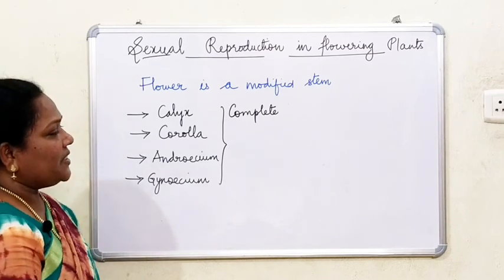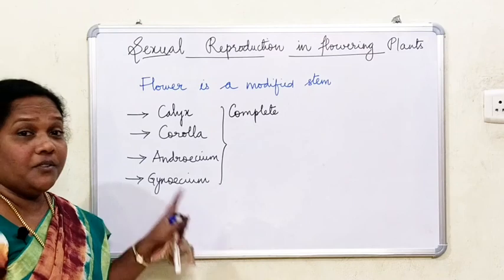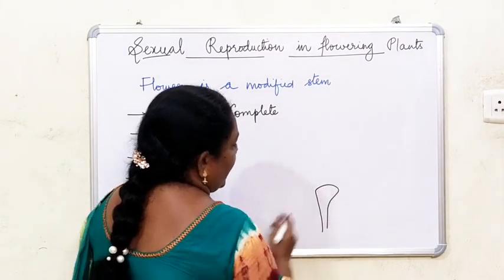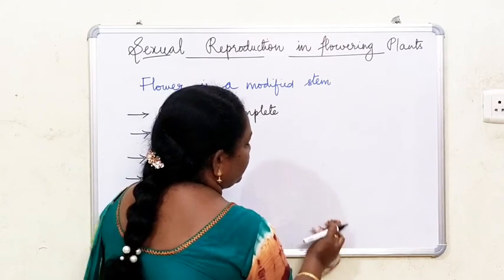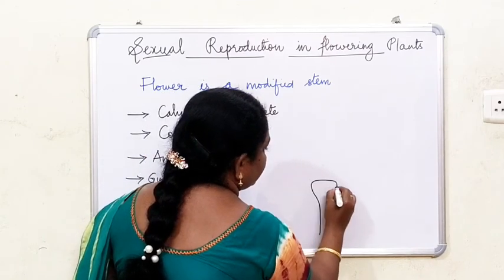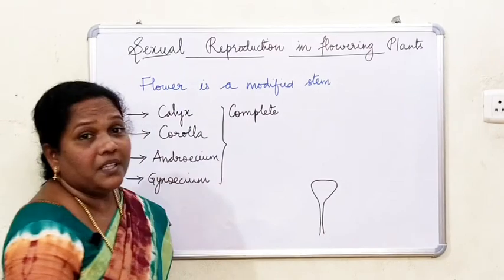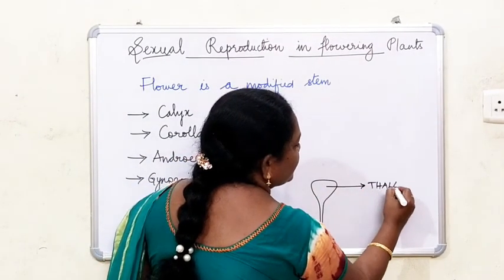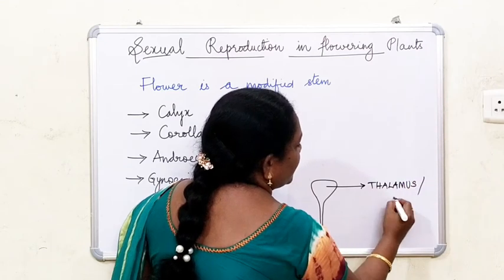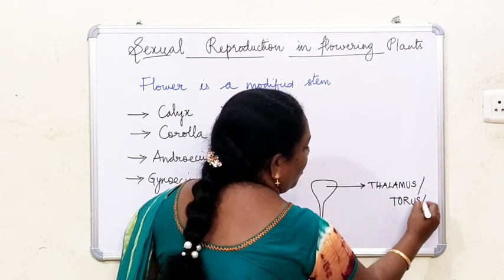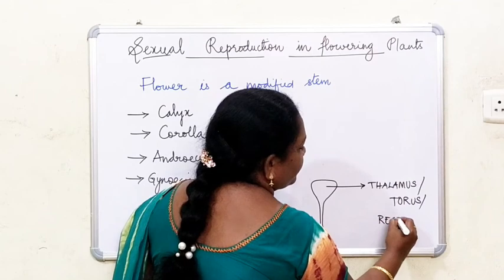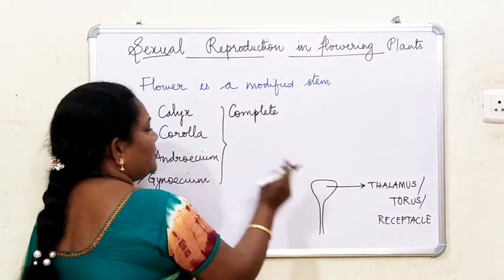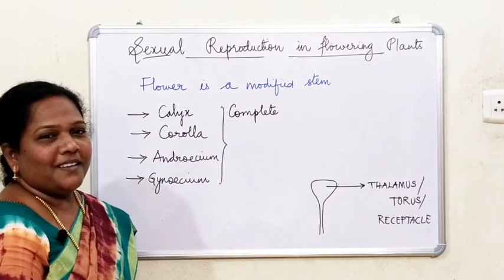When you look at the flower, all the four whorls arise from the thalamus. This part is called the thalamus or torus or receptacle. This is the part where all the four whorls arise.